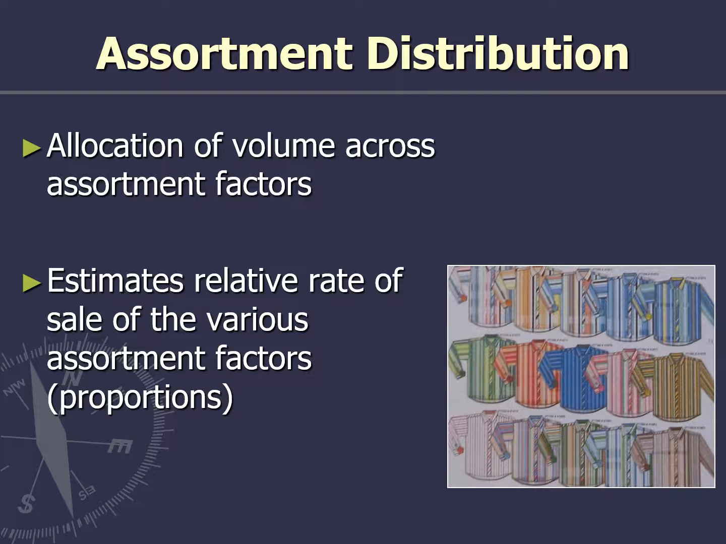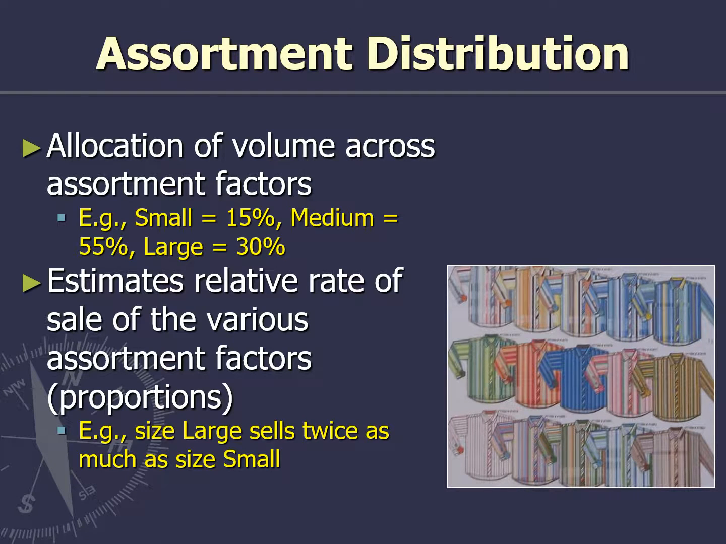Once we set up the model stock plan in this manner, by determining the kinds of assortment factors that the buyer wants to use, and in each assortment factor, how many levels will exist, then the next step of assortment planning is assortment distribution, which includes the allocation of the volume, so the number of units, across the assortment factors and their levels. We do this by estimating the relative rate of sale of the various assortment factors and their levels within the factors.